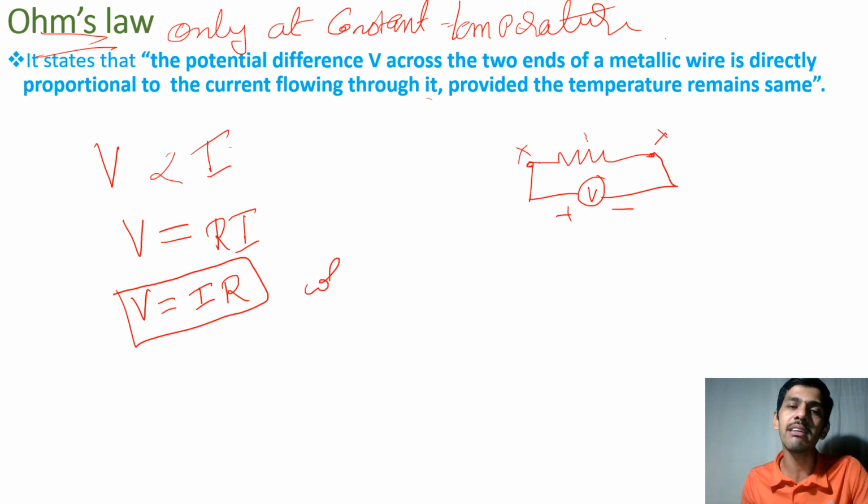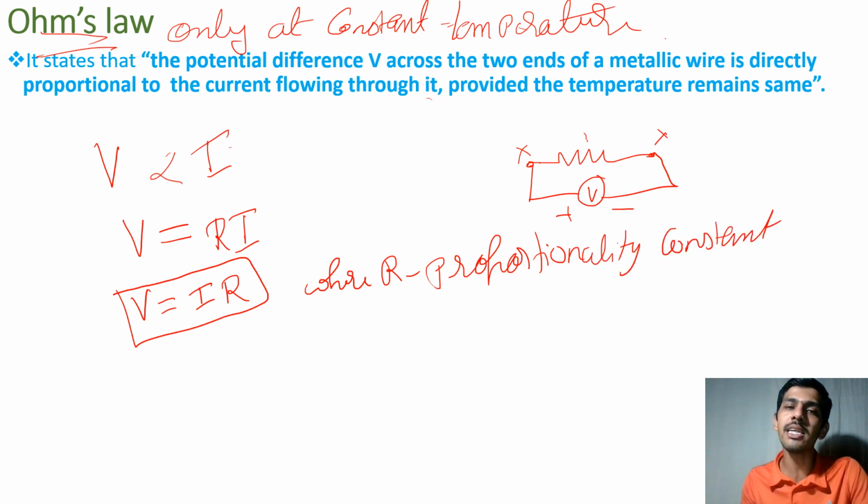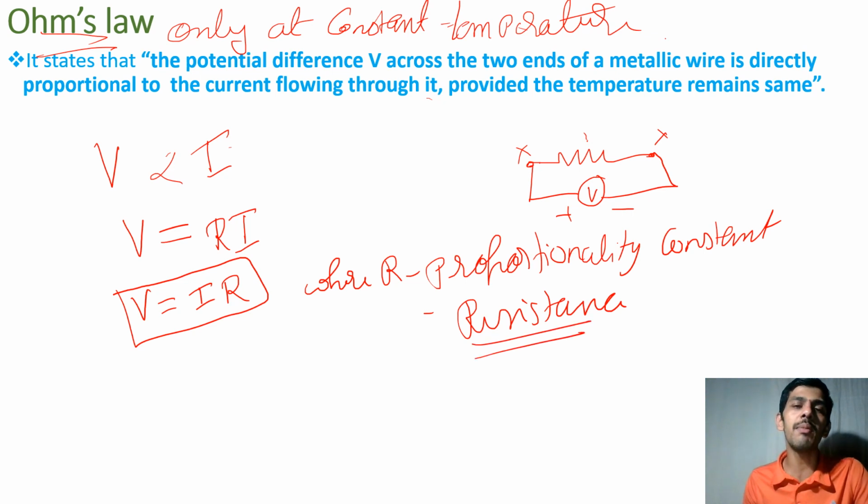And this R is actually a proportionality constant, but its name is the resistance. It is called the resistance of the circuit. What is the meaning of resistance? The meaning of resistance, it is actually a proportionality constant. That means it remains a constant in a circuit. So what is the definition of resistance?